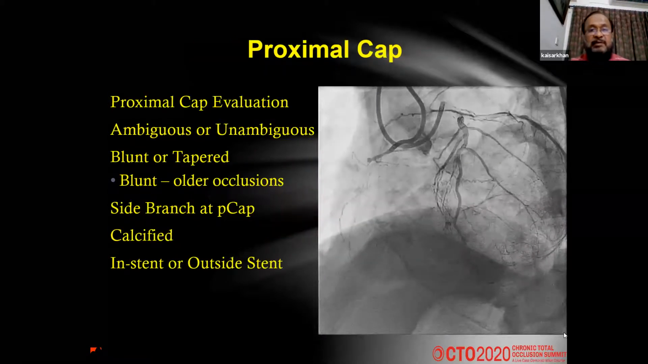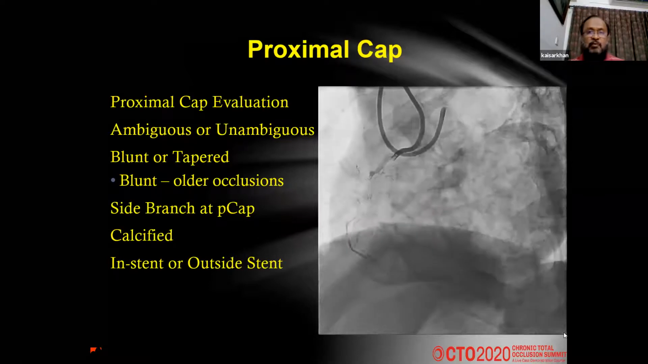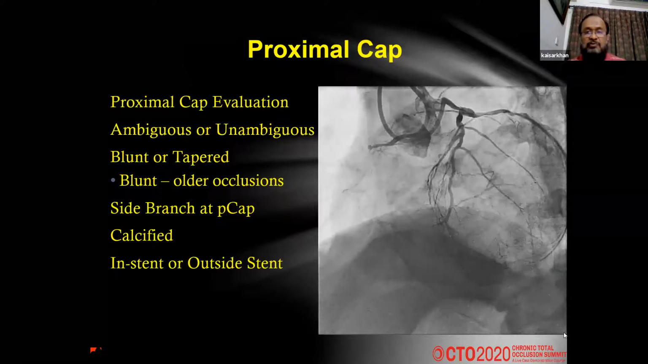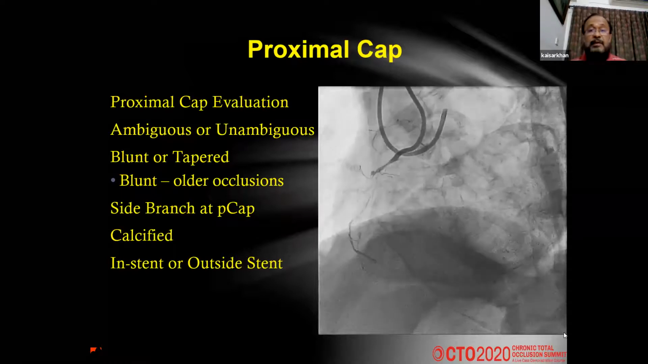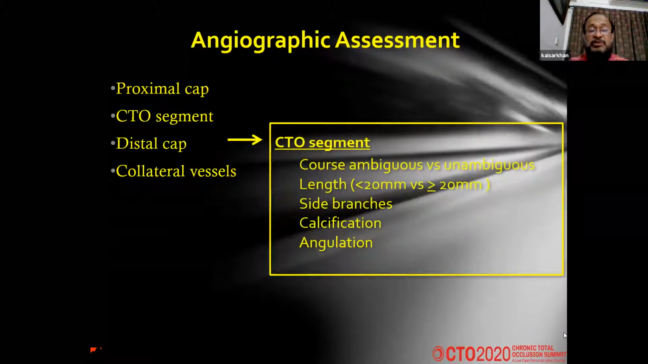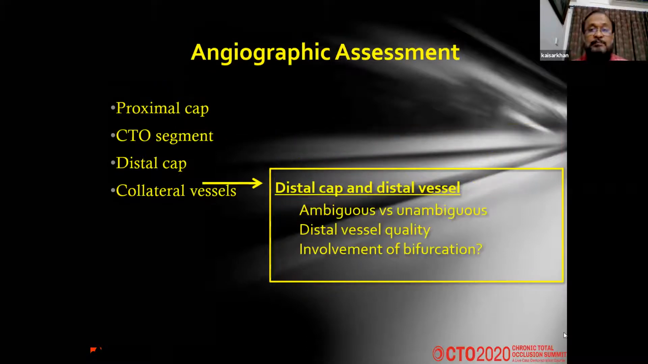So here's an example of proximal cap, which seems ambiguous and blunt. So you need a hardware to penetrate it. And then look at the CTO segment after proximal cap. Its course is tortuous, ambiguous or unambiguous. Its length 20 millimeter or more. Side branches, calcified, angulation. And also another point which is not written here, islands. Is there, in between these two proximal and distal caps, some island of vessel seen? So you can target those also.